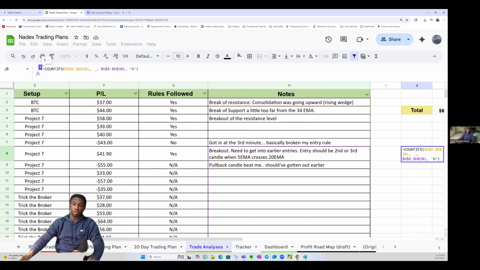Let me get a formula from ChatGPT real quick. Help me make a Google Sheets formula to create a table and a bar chart showing how many times I followed my trading strategy, yes or no, and within the yeses and the no's, how many times did I win or lose?